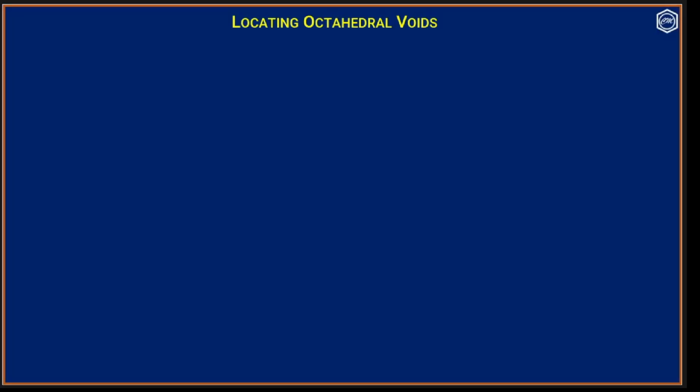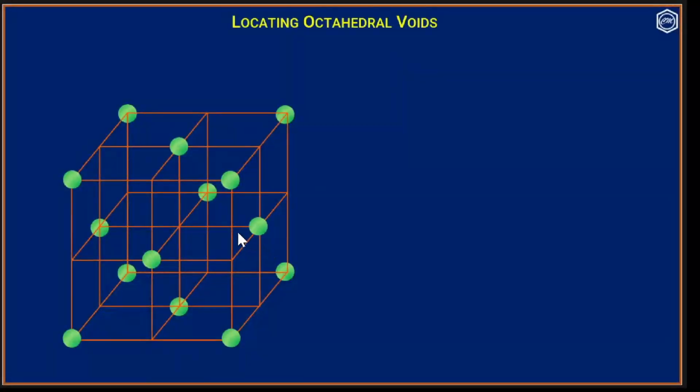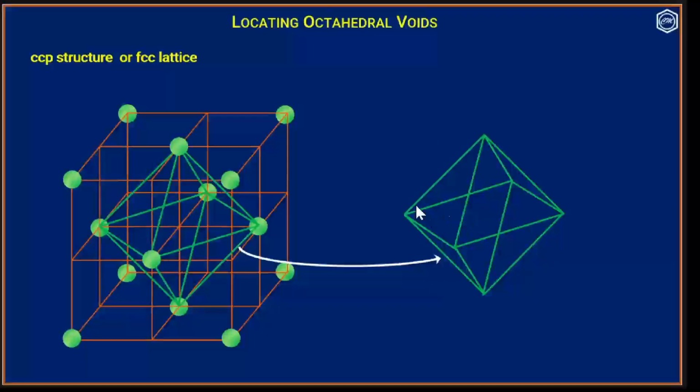Now let us consider how to locate the octahedral voids. For that, again consider a face-centered cubic lattice, CCP structure. Consider this figure. It forms an octahedron. Let me take this octahedron out. That is 1 octahedral void at the body center.